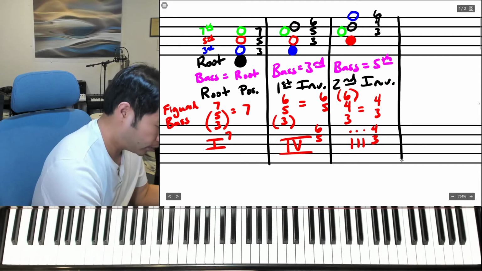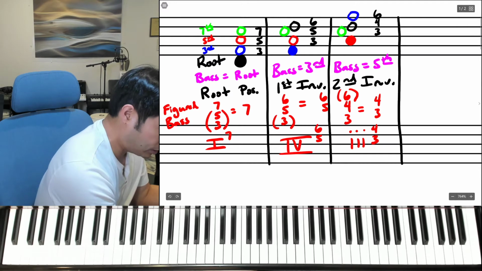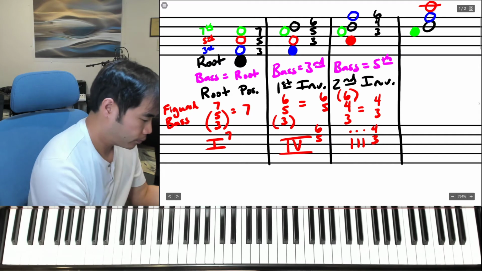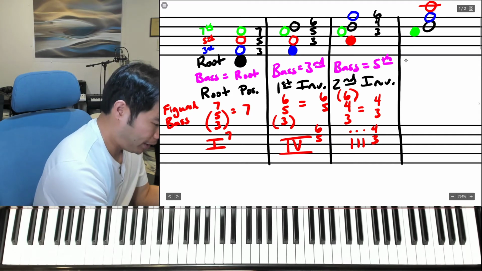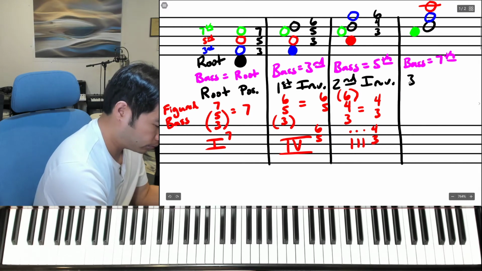Finally, let's get to our last one. So now our 7th is going to be in the bass, the lowest note, followed by the root, then the 3rd, and of course our 5th. So the bass equals the 7th. This is in 3rd inversion.